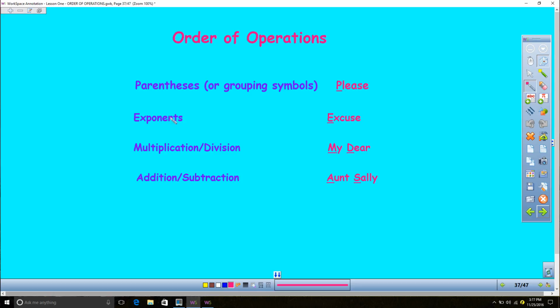exponents. You always do exponents before you multiply or divide. Multiplication and division are equal, so you do whichever one comes first on the left. But you always multiply or divide before you add or subtract. You do not add before you subtract. They are equal, so you do whichever one comes first on the left. Here's an example.